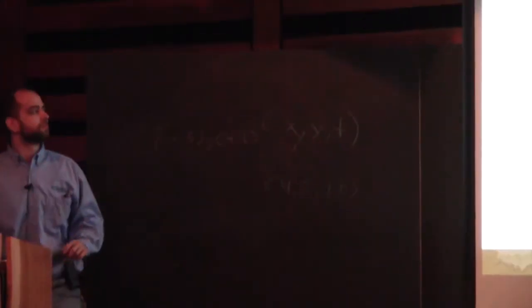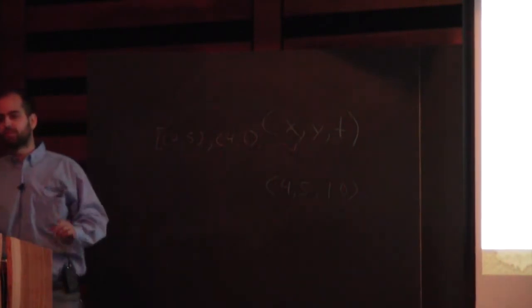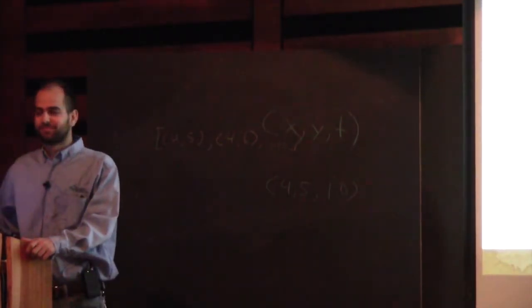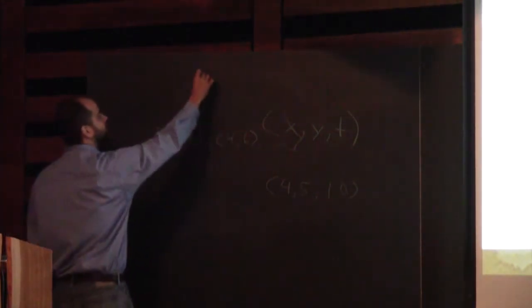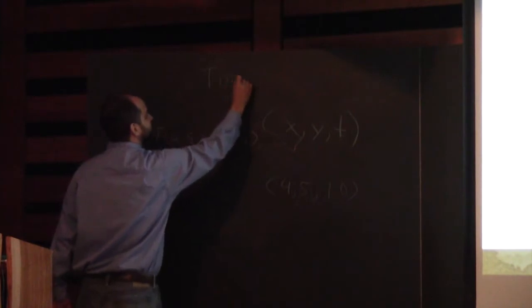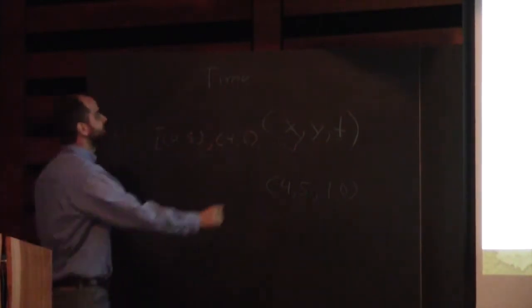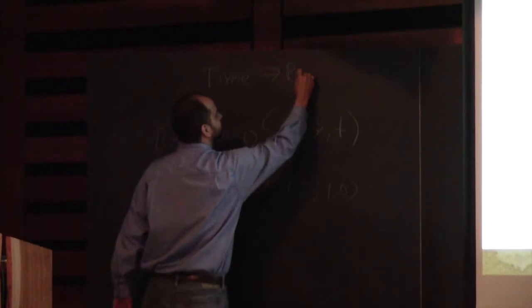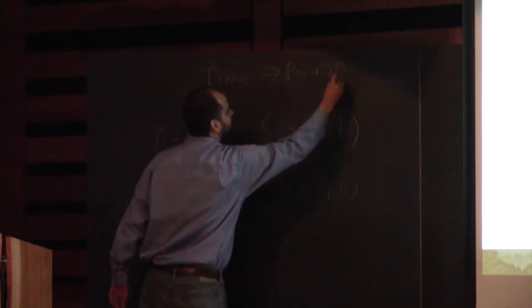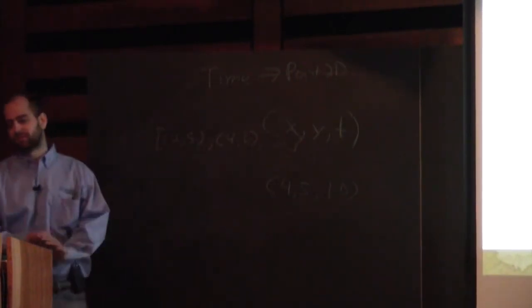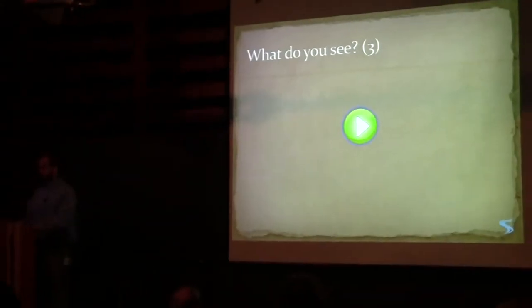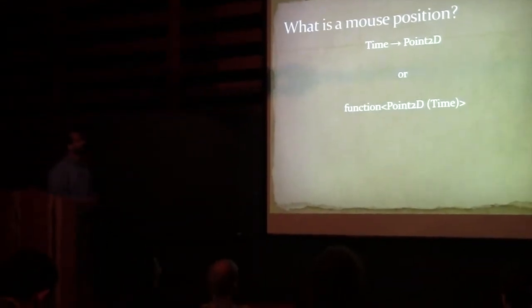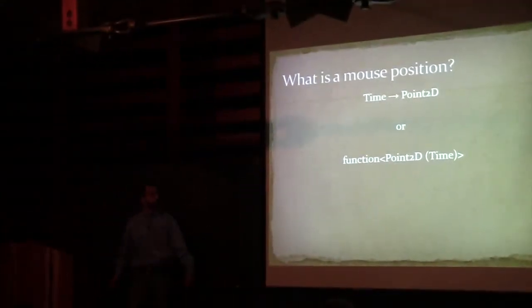I would argue that at every point in time, we have a mouse position, which makes it a function. Yeah, so we have our time as the domain of the function and our 2D point as the codomain. That right there is the basis of functional reactive programming. A function from time to Point2D.